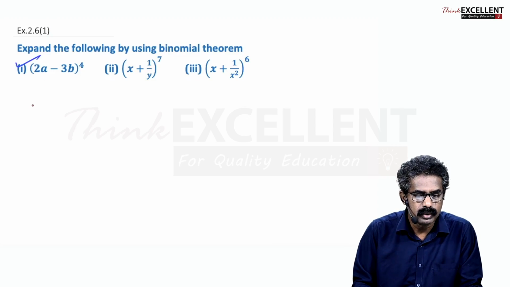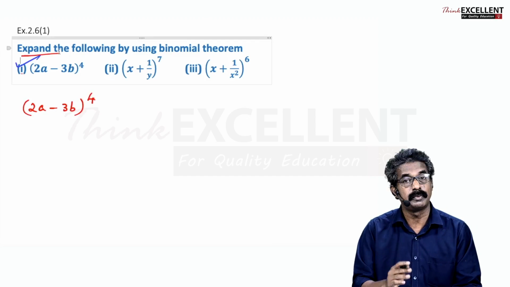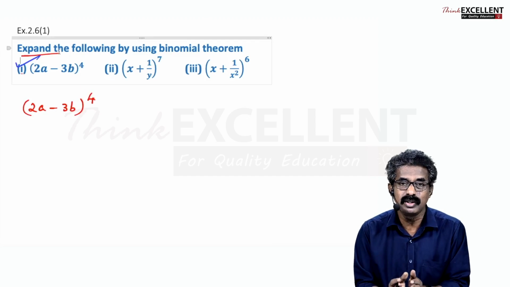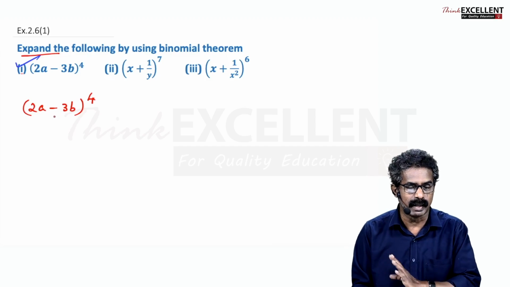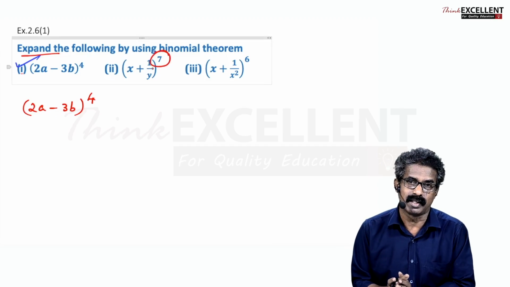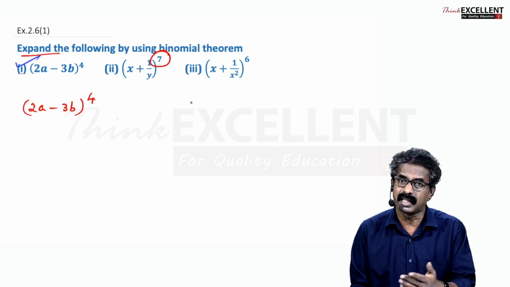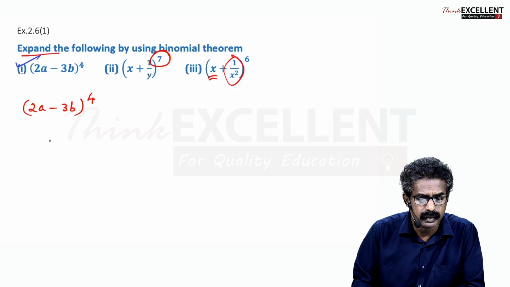First one is 2a minus 3b raised to 4. Please listen carefully. Expand. You have to expand it up to cube, you know. Now power is 4, so 5 terms will be there, right? Here minus is there, so alternate terms you put plus, minus. Every sum is the same, but power is 7 means 8 terms you have to write, that's all. Power is 6, there are 7 terms. Okay, this is the first term, this is the second term, like that you take.